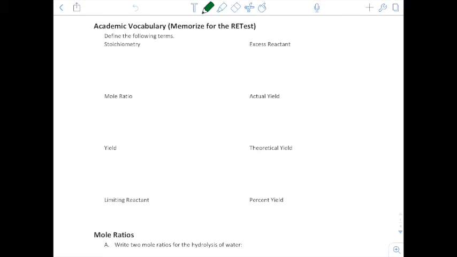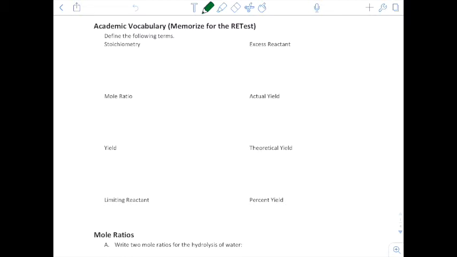You're actually in the lab collecting this. It's actually in a beaker. It's actually in a piece of filter paper. Moving on to theoretical yield. Theoretical yield is the maximum amount of product that can be produced from the limiting reactant.